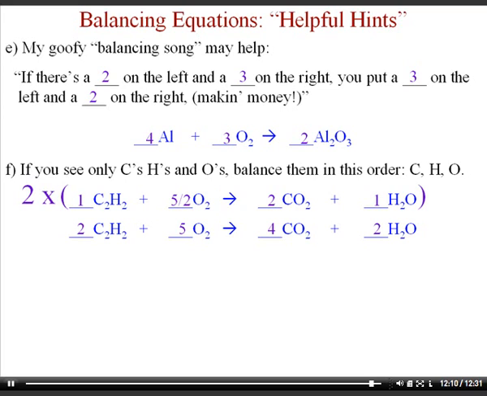And that's how you balance C, H, and O reactions, and that's also showing the students a technique of using a fraction temporarily to make balancing a little easier. So that's basically the second lecture for quiz number 2.